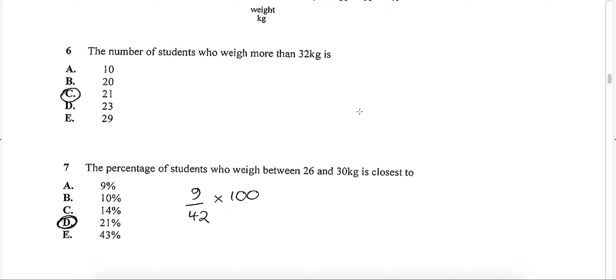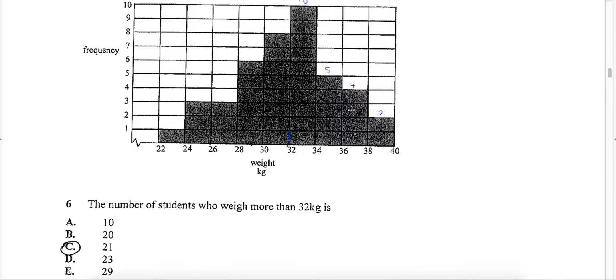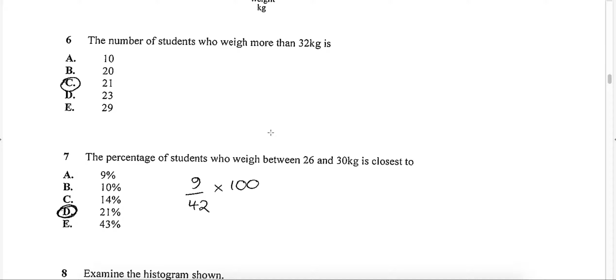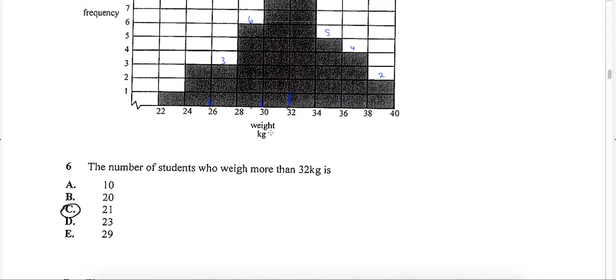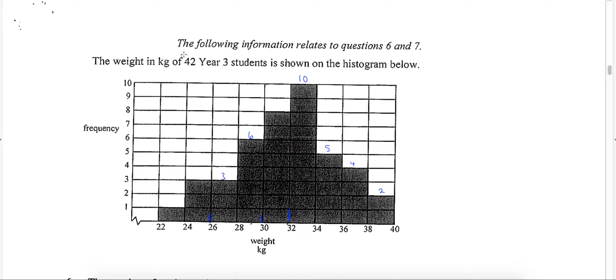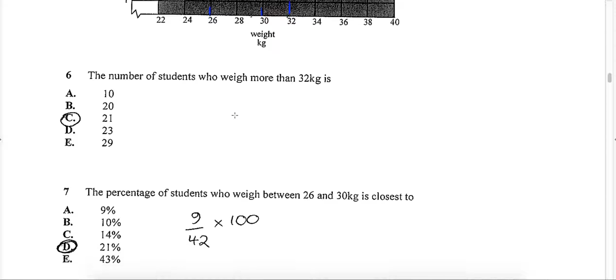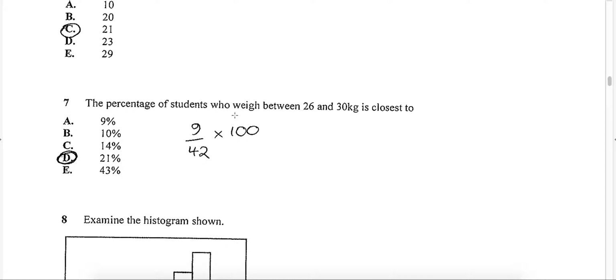We wanted next the percentage who weigh between 26 and 30. So same strategy, find your 26, find 30, and we want everything in between there. So I've got 3 and I've got 6. So I've got 9 of them, but I want this as a percentage. So 9 out of 42. Now it does say in here that there are 42 of them. So I don't need to go ahead and tally all of them up. Of course, if you're not told however many there are, that is what you need to do. So 9 over 42 by 100 to get it into a percentage.